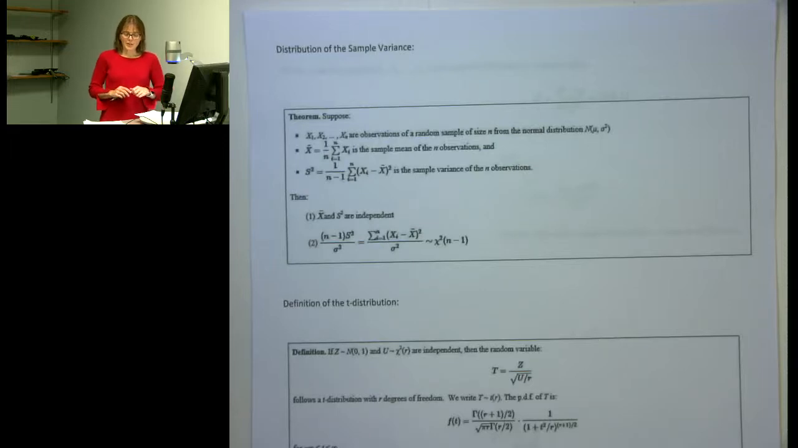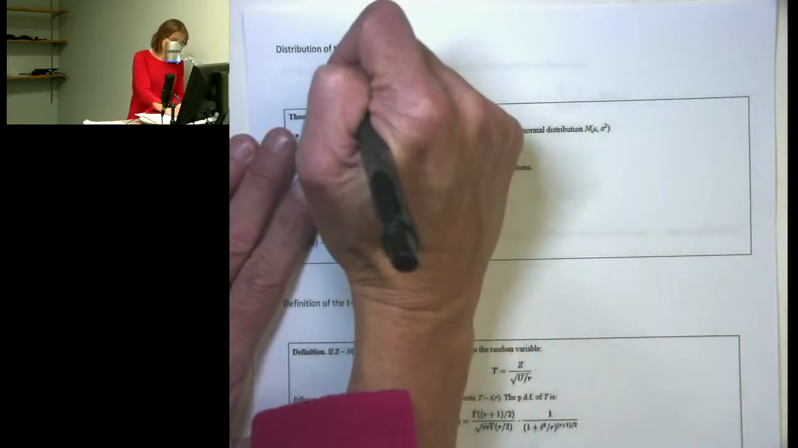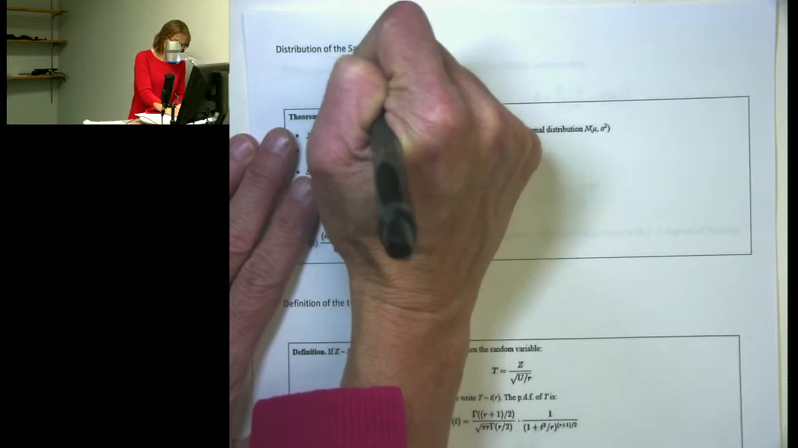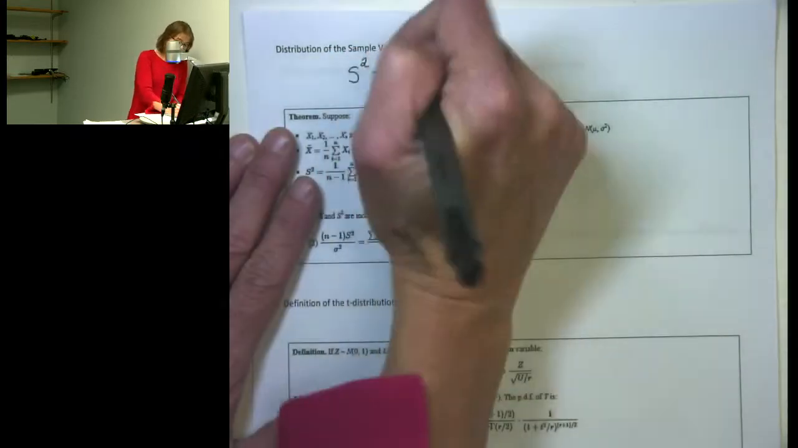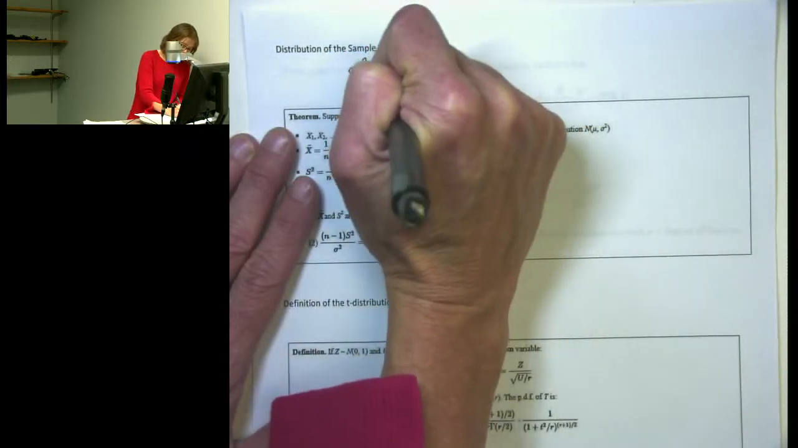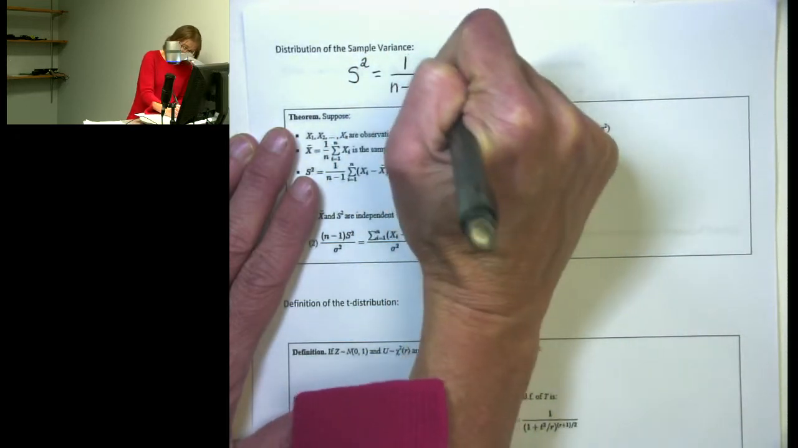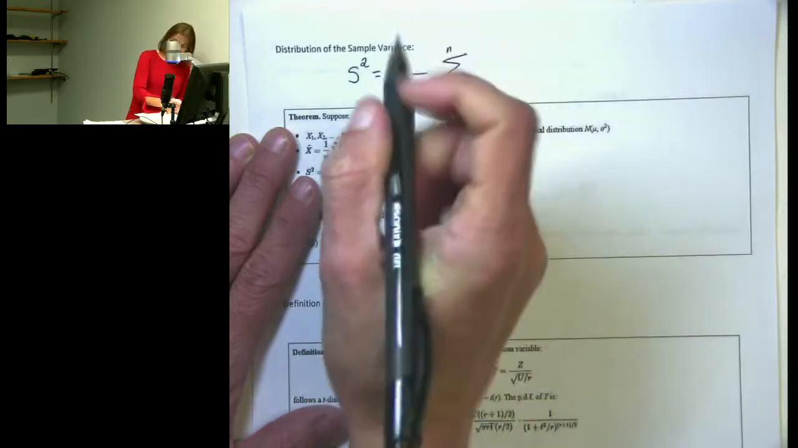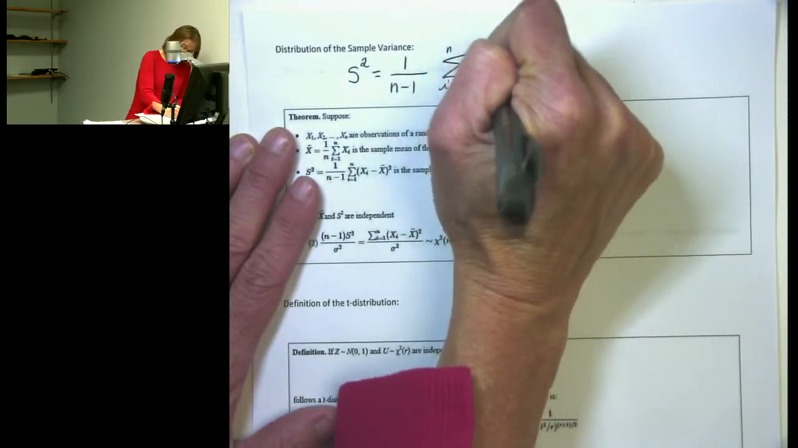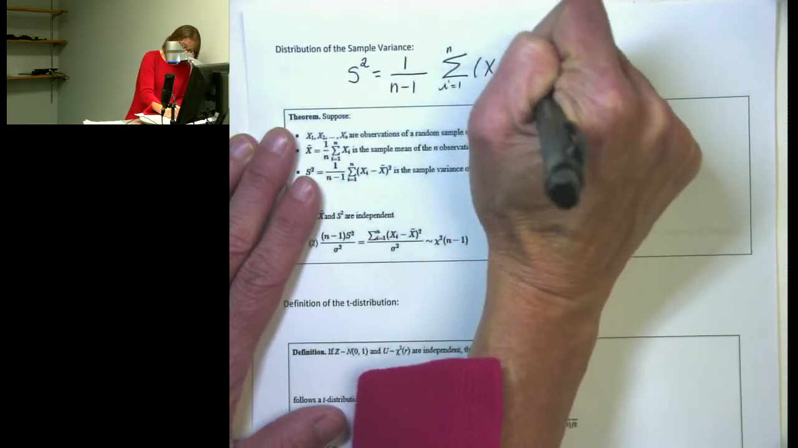This video is going to talk about the distribution of the sample variance and some related distributions. So the first thing we need to do is make sure we understand what we mean when we talk about the sample variance. The sample variance, S squared, is 1 over n minus 1 times the sum, i equals 1 to n, of (xi minus x bar) squared.